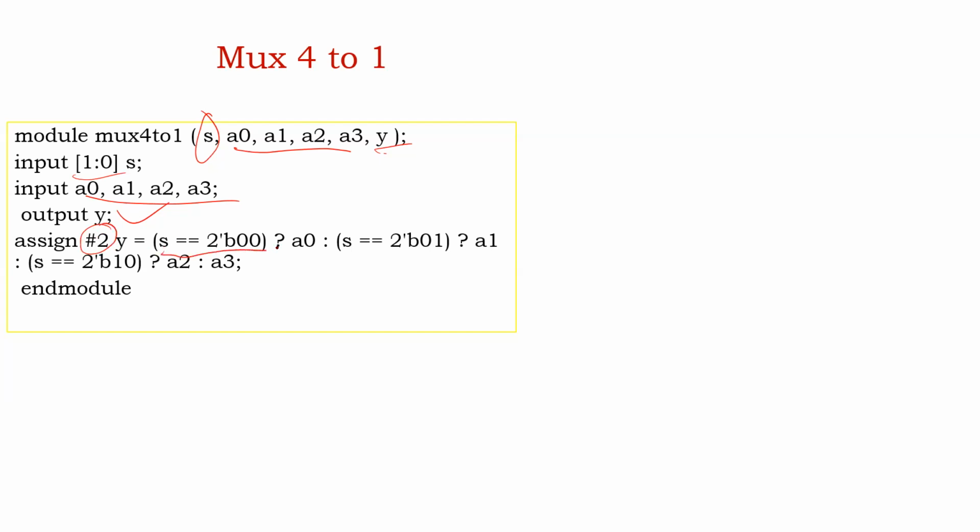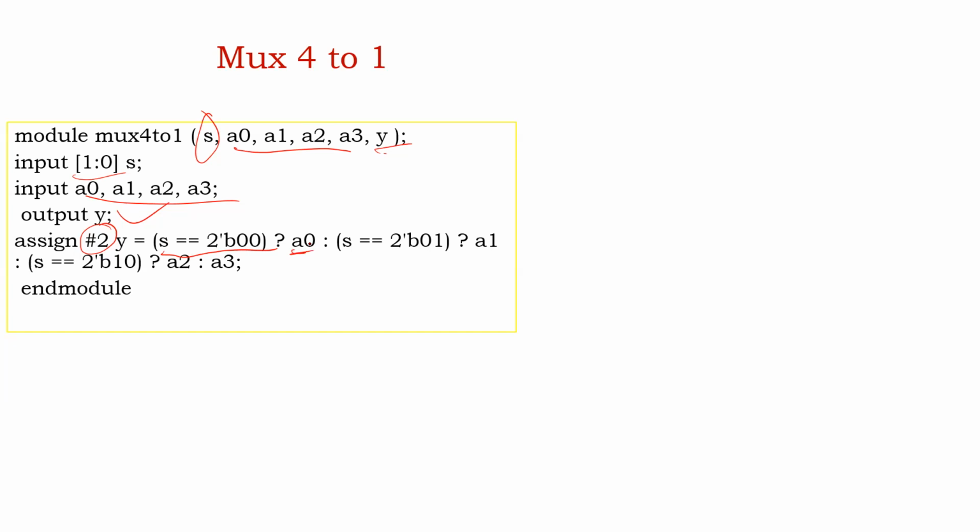See this one. What is this? Double equal to 0 0. Double equal to is nothing but the equality operation. Single equal to is called the assignment. Double equal to 0 0 means your select lines are equal to 0 0. That means S1, S0 are 0 0. Then the output is A0.